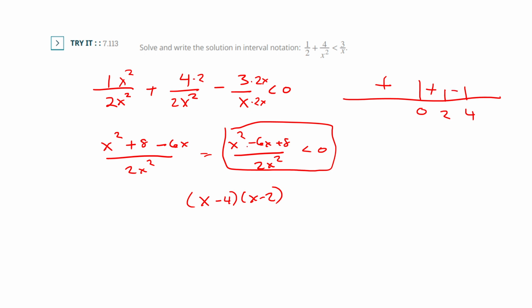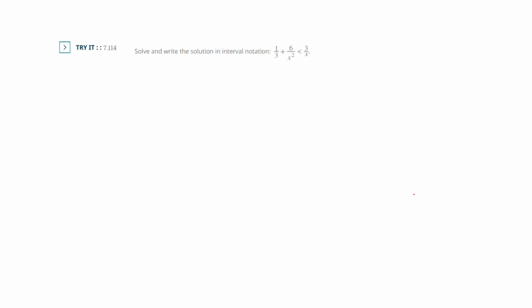And then if I pick 5, that's going to be a positive. Okay, so here are my regions. So this one does some crazy things, but we just want to know where it's less than 0. We don't have an equal involved, so we're just going from 2 to 4. Okay, I was thinking I may not do another one of these because they're all pretty much the same, but I'll do one more, and we'll be done.